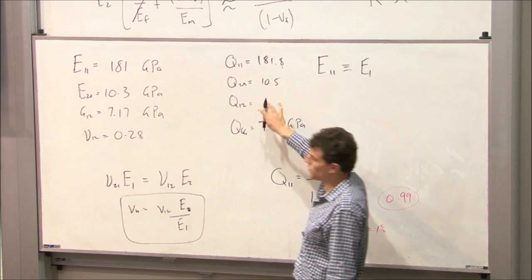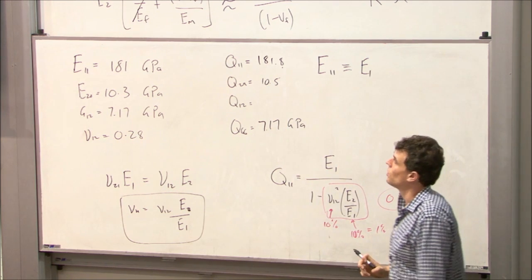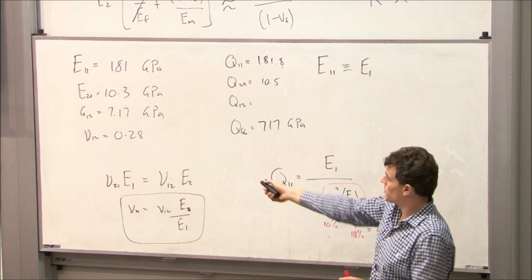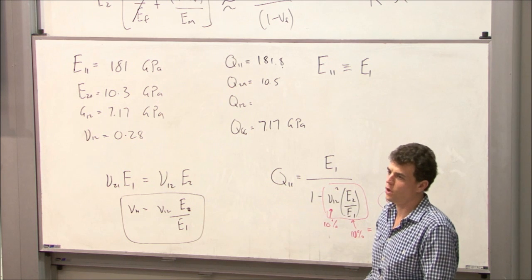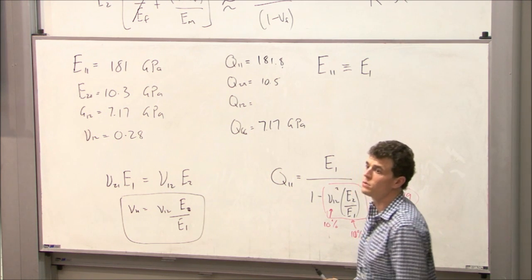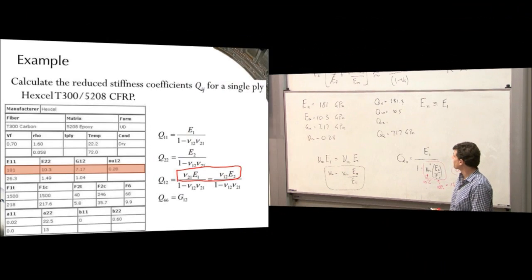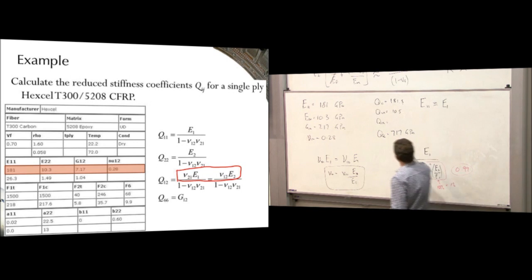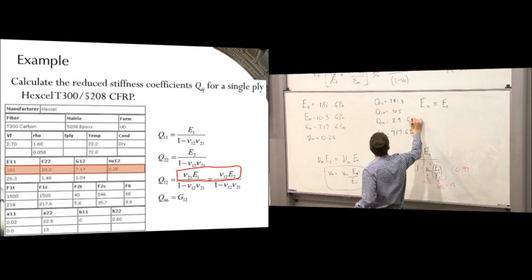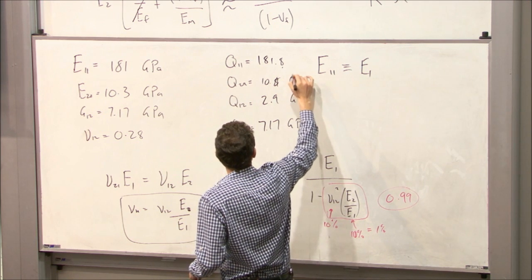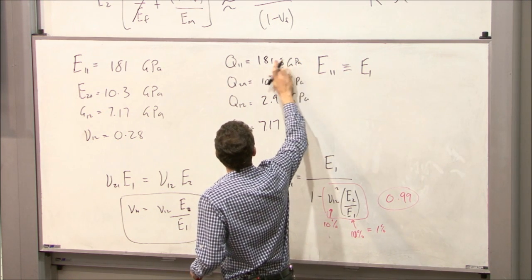Q12 will have a different value though. We have to calculate Q12 because Q12 has something interesting on the top that's not one of our initial properties. It'll be something like 3 gigapascal, I think. 2.9? What was this one? More like 10.4 or something like that?